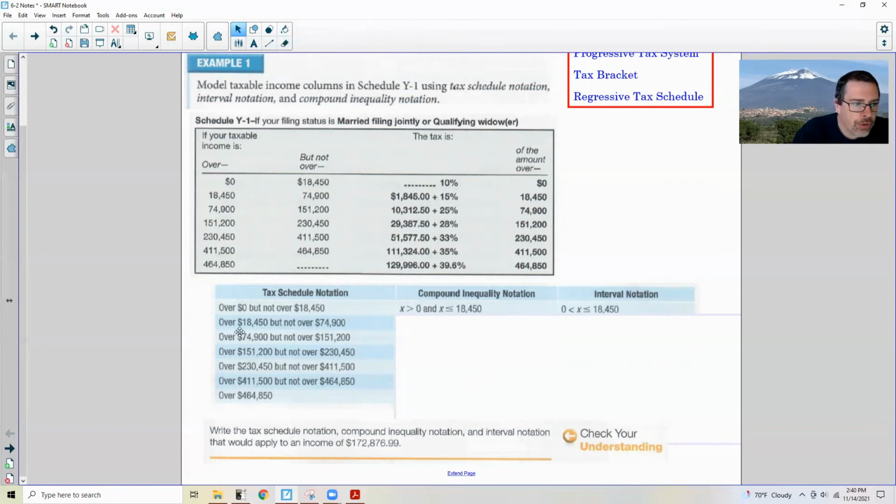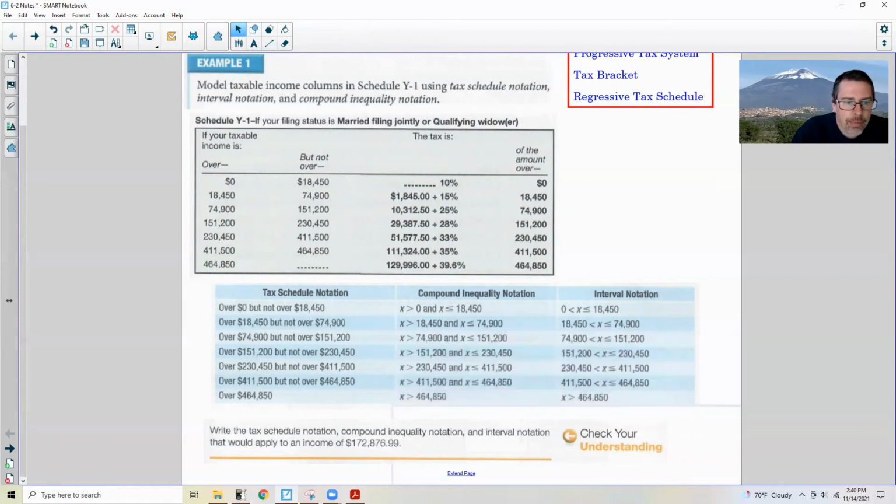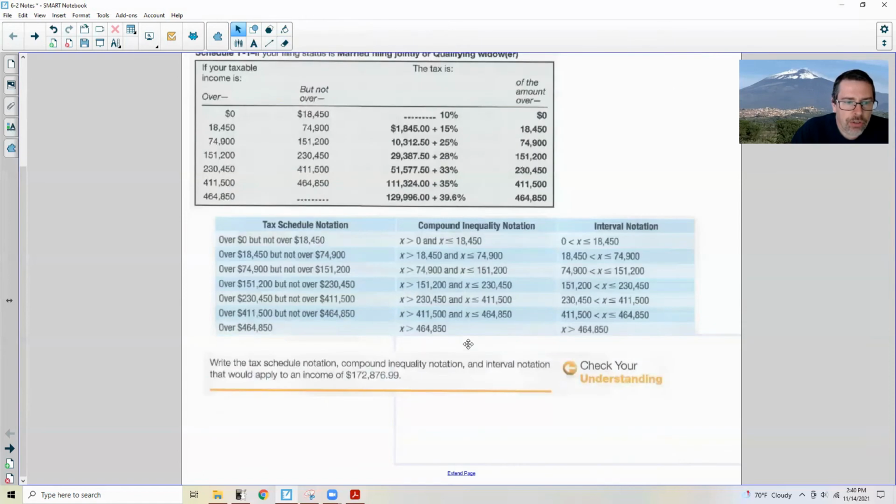And so as I go, so over 18,450 is x is greater than 18,450 and x is less than or equal to 74,900. Interval notation just flips this first part so that x is on this side, get rid of the word and the extra x. And we have 18,450 is less than x is less than or equal to 74,900. And I'm not going to take any more time to explain this. I'll just slide this down like so, or actually get rid of it. And we just keep doing that. And so this is the solution to number 1.